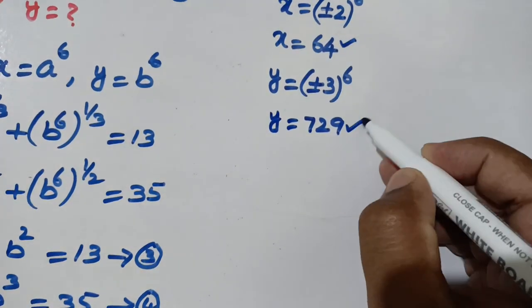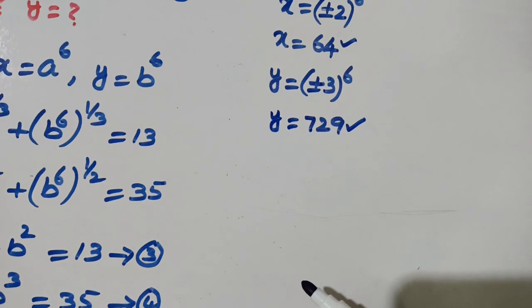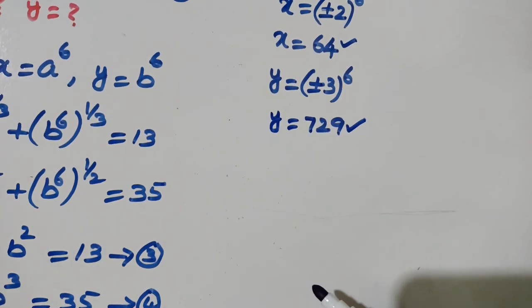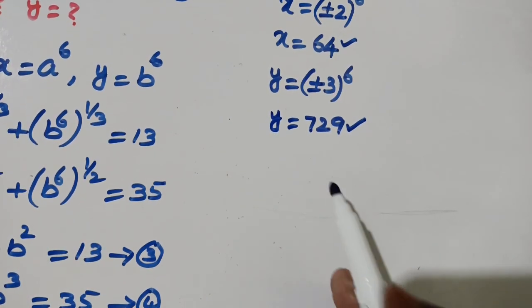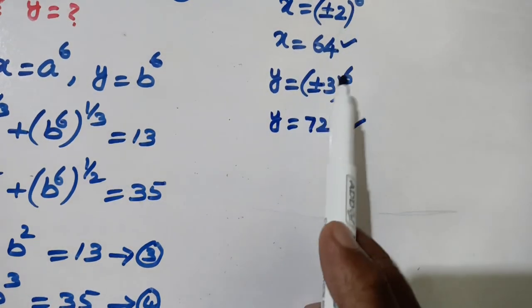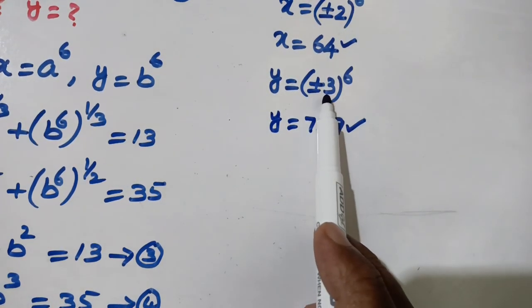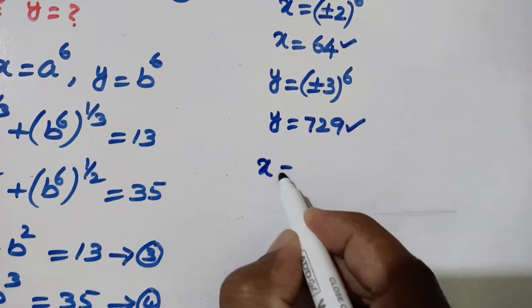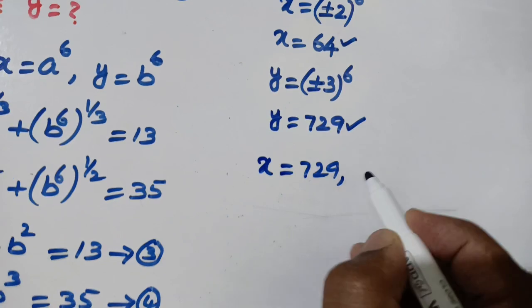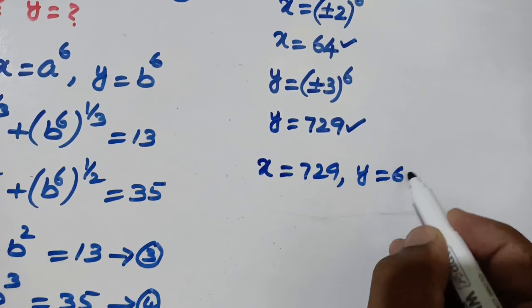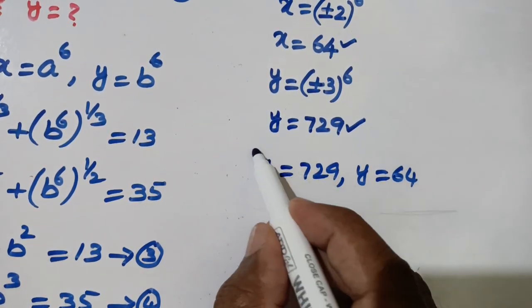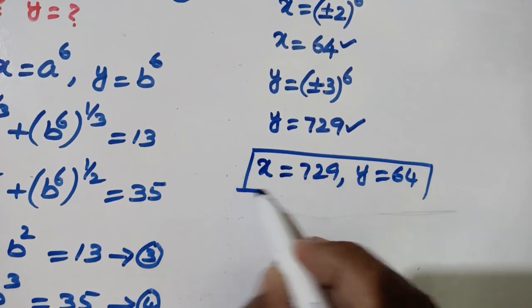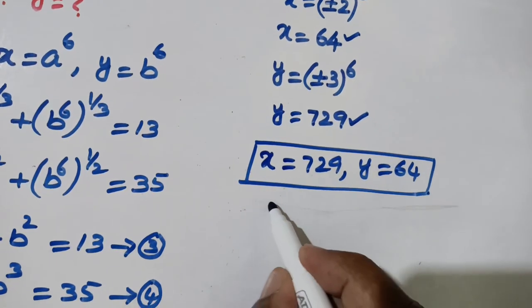This is one solution. What can be the other solution? Just changing the values of a to b and b to a. That is plus or minus 3 here and plus or minus 2 in y. So then the other possible values are x is equal to 729 and y is equal to 64. So these are the solutions.